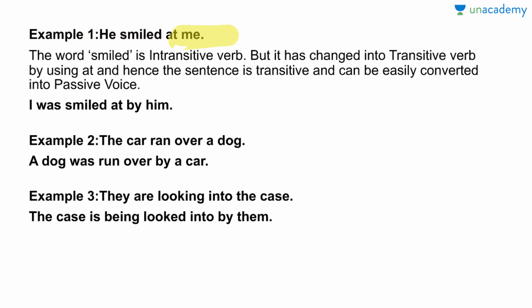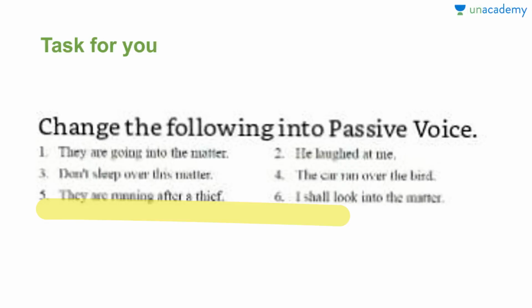Because if it is written he smiled, then it is an intransitive verb, so we will not be able to change it into passive form. What we do is, if he smiled, we assume that he smiled at me. Now, with he smiled at me, by applying all the rules in general, change it into passive form. No hard and fast rule. It is done like this. Similarly, two more examples are there. You can pause it and read it.